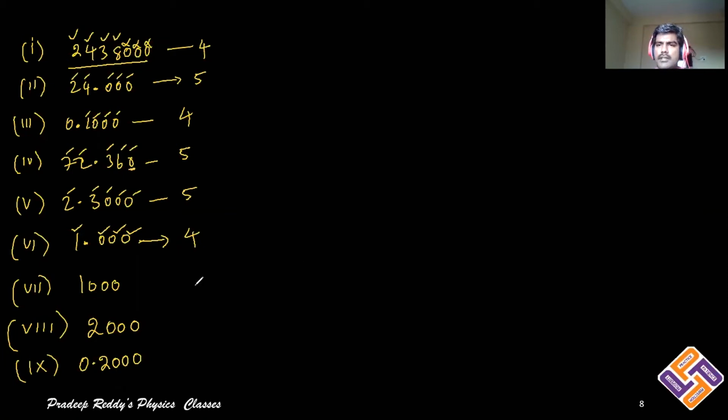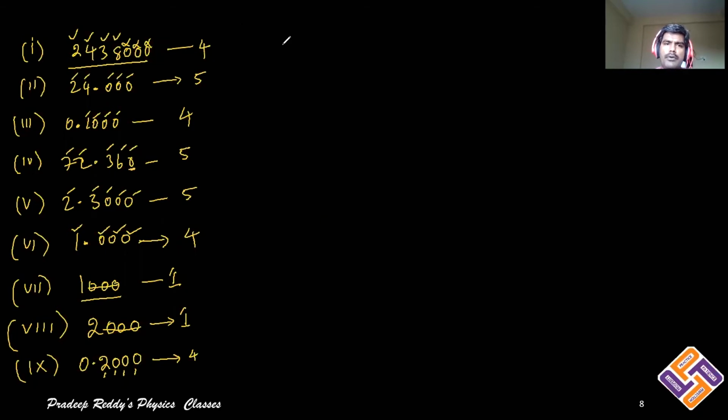Coming to this, you have 1000, but there is no decimal point here. If there is no decimal point, it is treated as greater than 1. Therefore, these 3 zeros are not significant. Only 1 is the significant figure. Coming to this next example, there is no decimal point anywhere here. It is 2000. 2000 is greater than 1. Therefore, these 3 zeros are not significant. There is only one significant digit. Coming to this 0.2000, as it is less than 1, zeros following a non-zero digit are significant. So 1, 2, 3, 4. 4 significant figures are present in this example.